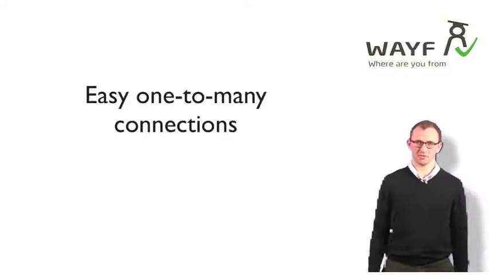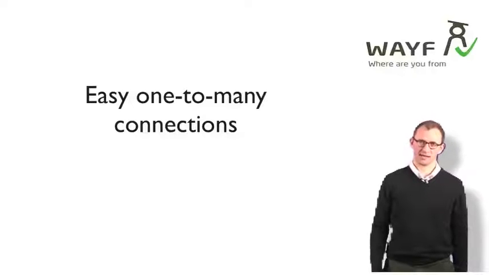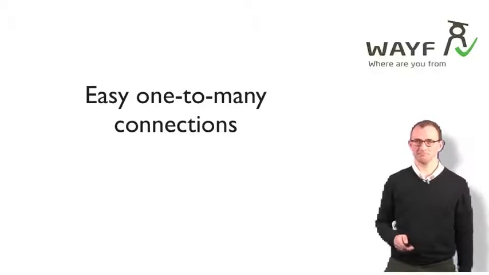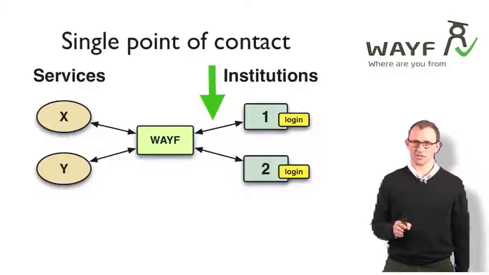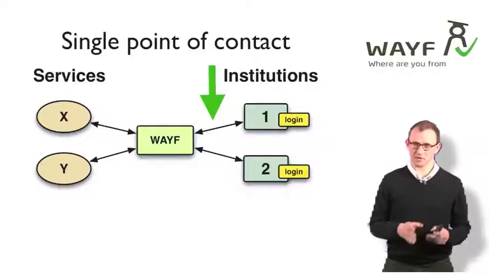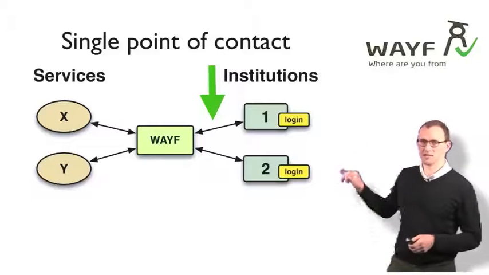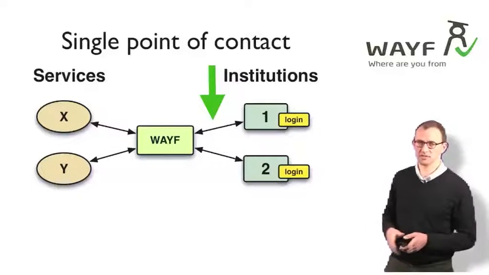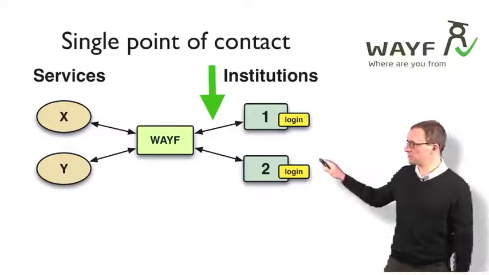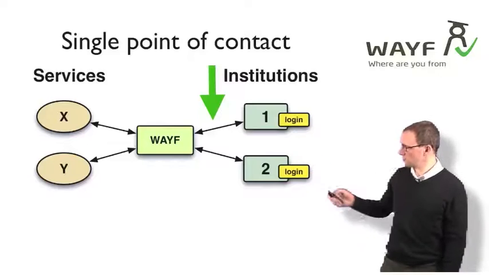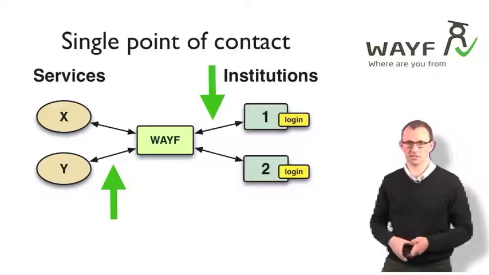Participating in an identity federation should be as easy as possible. And let's have a look at how easy it can be done. In the hub and spoke architecture, which is implemented by WAYF in Denmark, identity providers, institutions here, have a single point of contact to the federation. They only have to set up one technical contact to the federation hub in the middle there. And the same goes for services, which also, of course, only have one single point of contact.